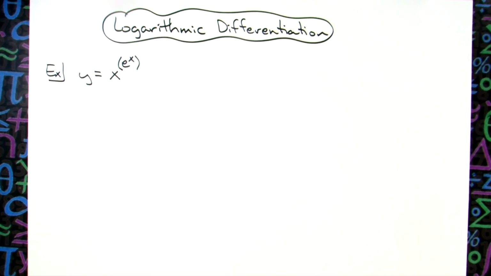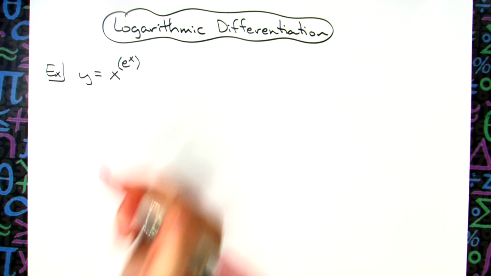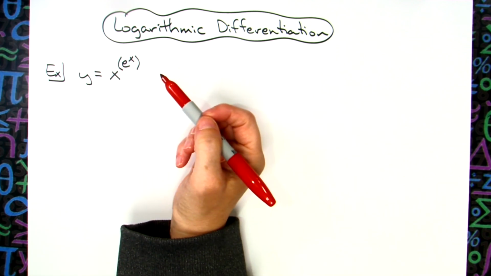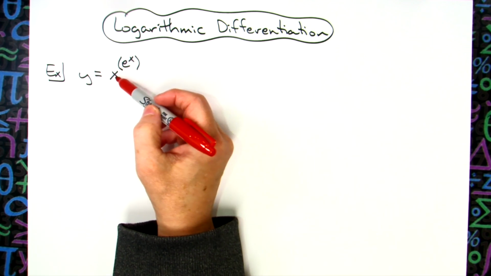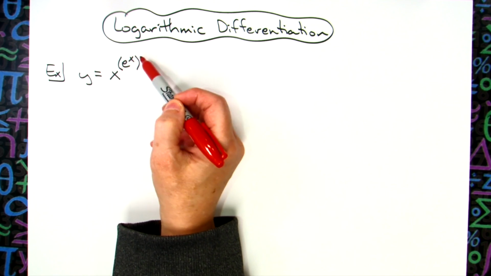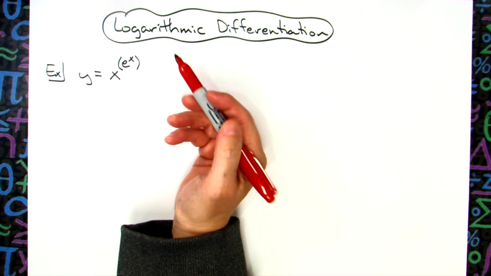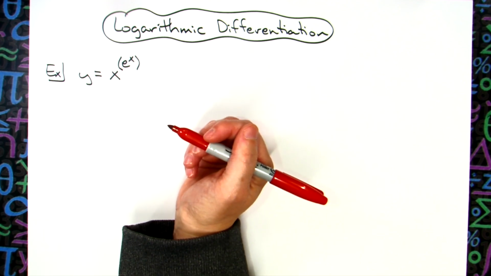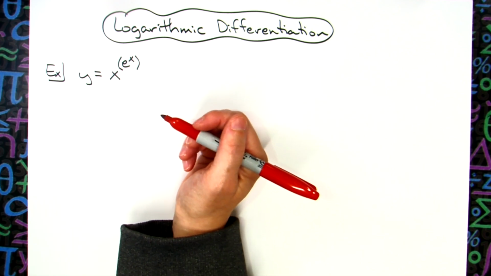In this video, we're going to take a look at logarithmic differentiation. This is a pretty common type of problem that you would want to do logarithmic differentiation on. I've got a variable here in the base, and then I've got some variables like the e to the x up here in the exponent. A real easy way to find the derivative is to use logarithmic differentiation.